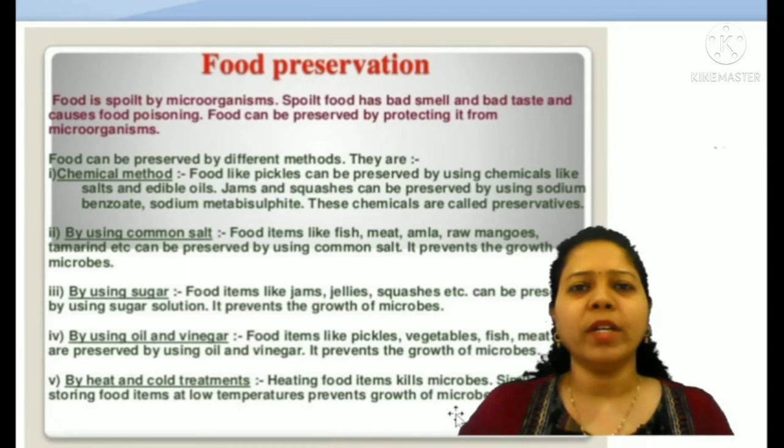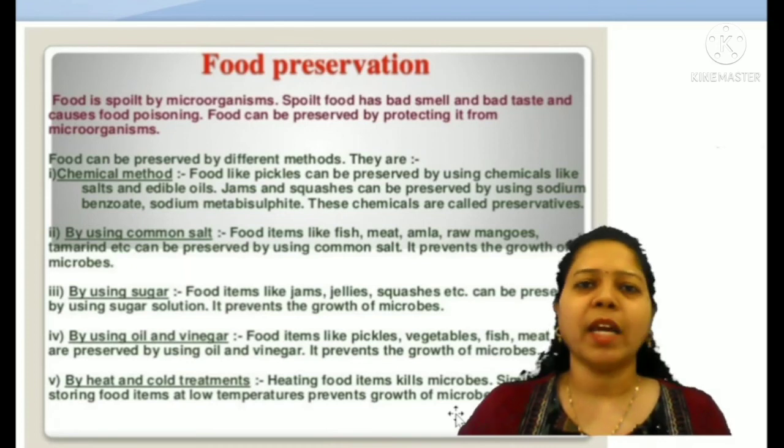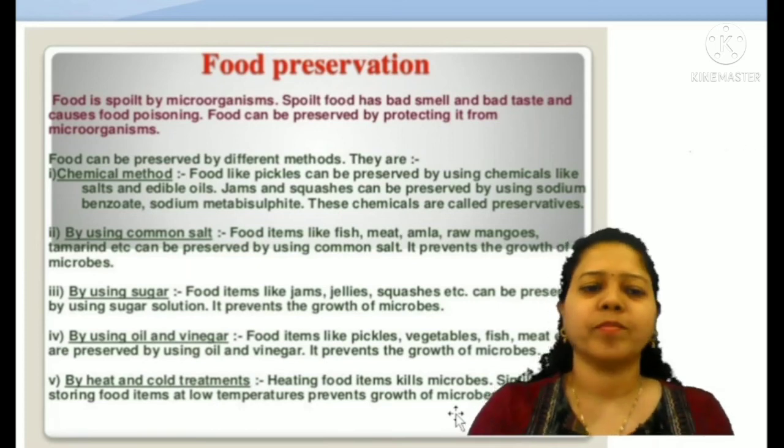And second, cold treatment, that is keeping different foods, fruits, cooked food, and vegetables in the fridge. Why? To prevent the growth of microorganisms. In this way, we use heat and cold treatment to prevent the growth of microorganisms and to prevent the food from spoiling.